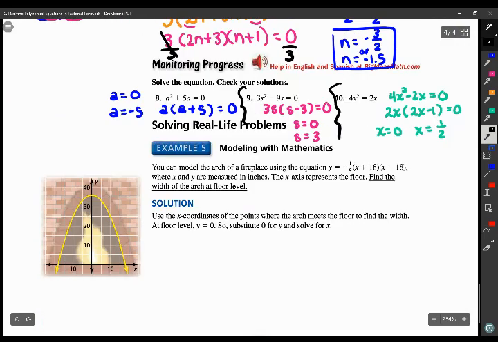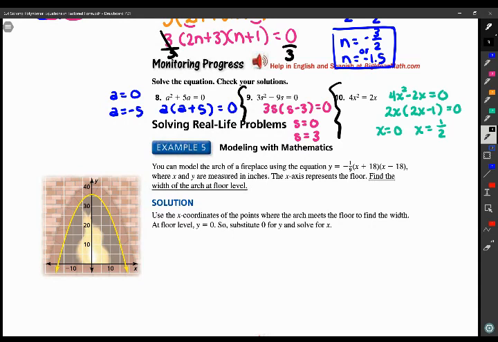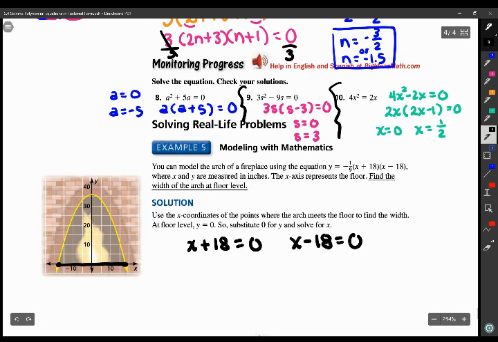And then our last part is modeling with mathematics. So it talks about the arch of a fireplace using this equation, and it wants you to find the width of the arch at floor level. So it wants to know what the width is from here to here. So what you're going to do is if you look at your equation, all you do is set them equal to 0. And so you're just going to go x plus 18 equals 0, and x minus 18 is equal to 0, and you're going to solve. So we subtract 18, so x is equal to -18. And then you're going to add 18 and add 18, so you get x is equal to positive 18.